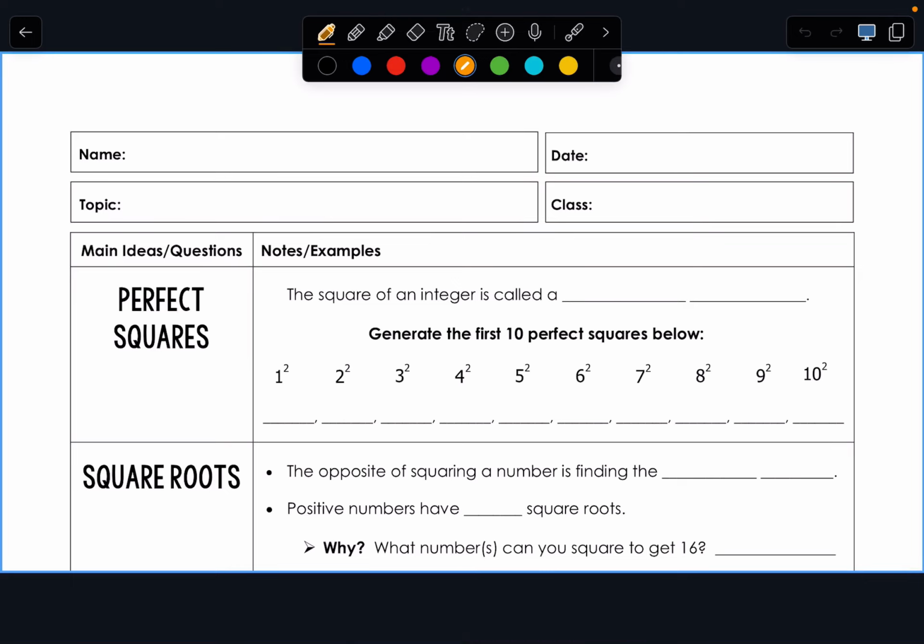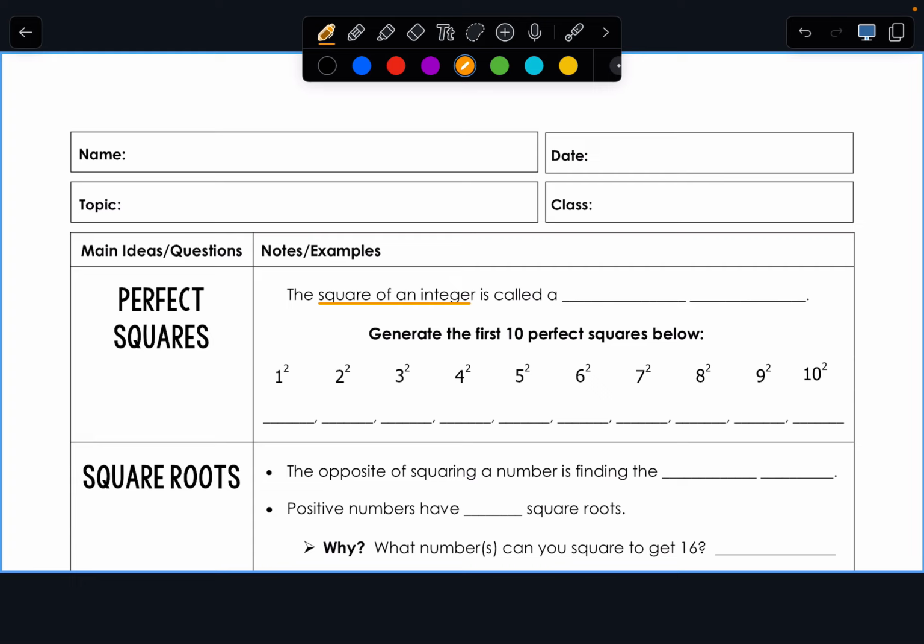Raise your hand if you have heard the word perfect square. Brandon's heard the term perfect square. Kayla, okay. So if I square an integer, what does it mean to square a number? Like dividing it or something. It is not dividing. Okay. Tells you how many times to multiply.